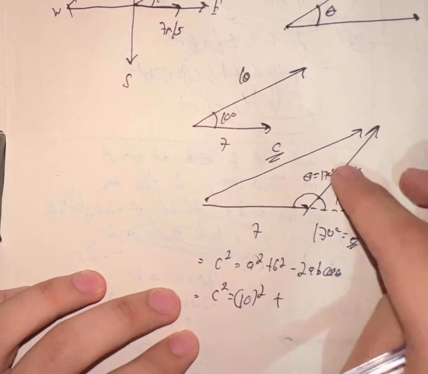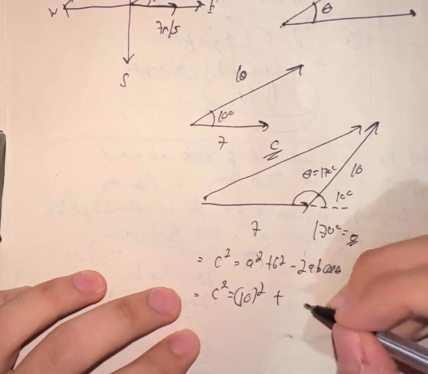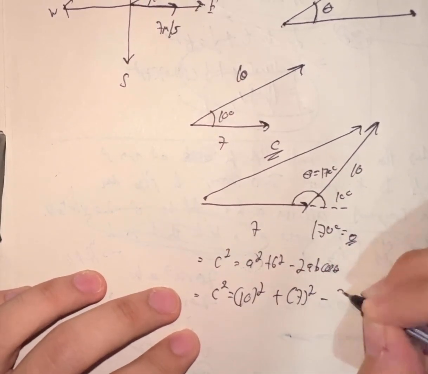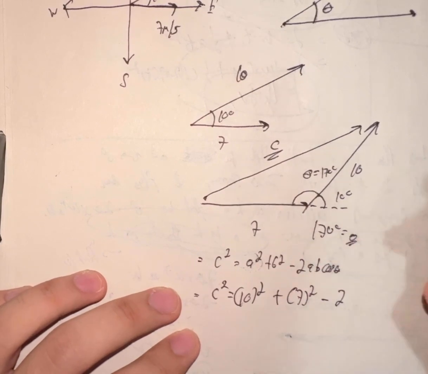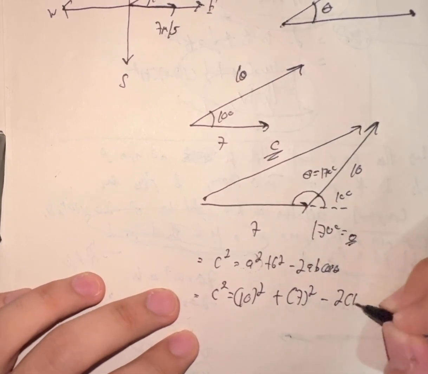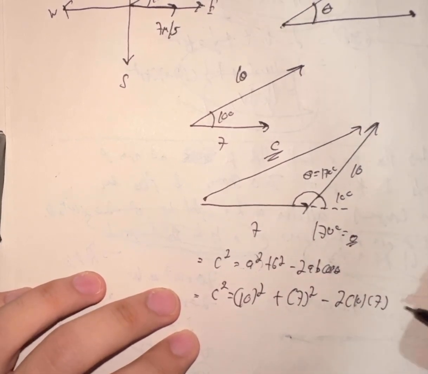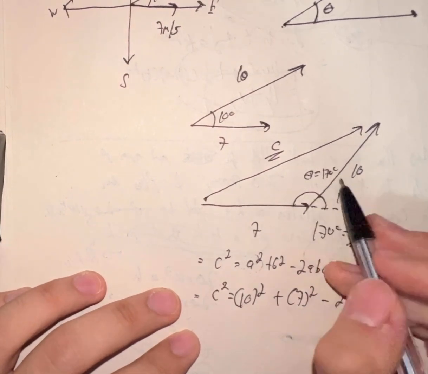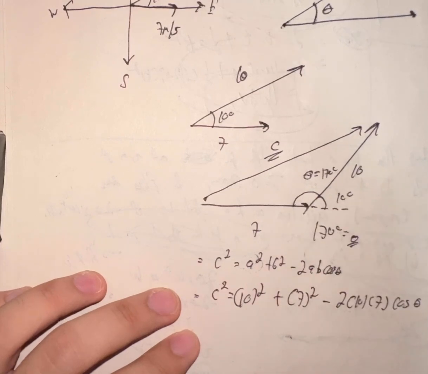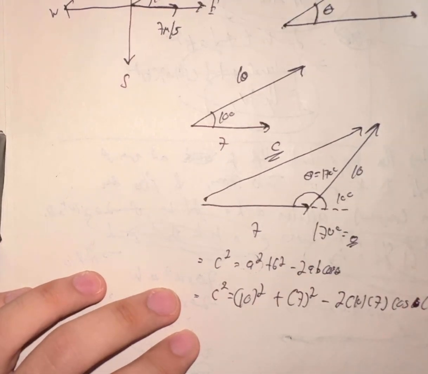So 10 here, and the smaller one would be 7 squared. And we use that here at the 2ab part as well. So 2, 10, 7, cosine theta. Theta would be the angle that we solved a while ago for the triangle, which is 170 degrees.